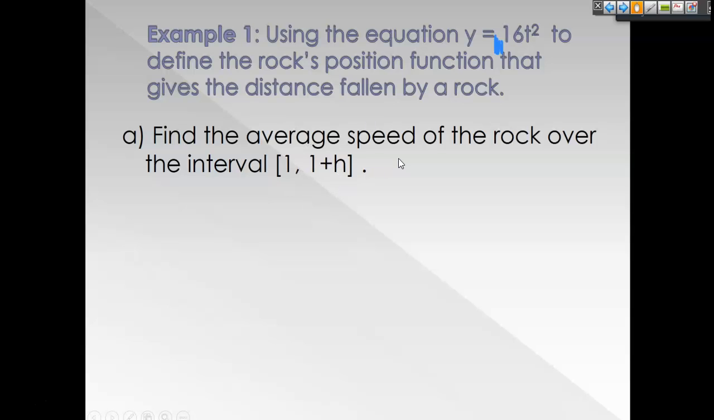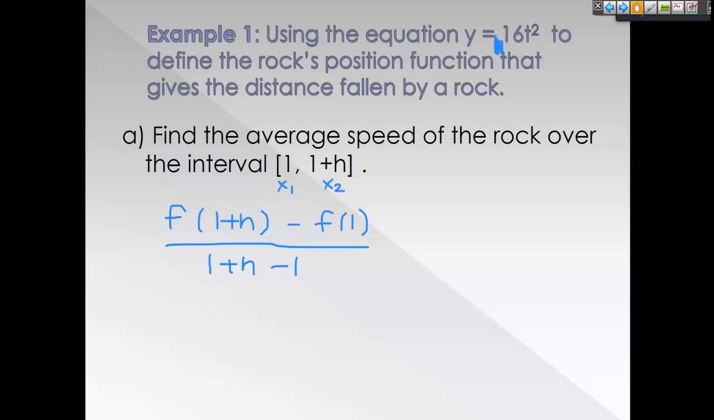So the average speed of the rock in general would be f of 1 plus h minus f of 1 all over 1 plus h minus 1. Because again, this is my x1 and my x2, because that's the interval. And my f of x is 16t squared. And this represents the average speed, which is also a fancy way of saying the slope of the secant.